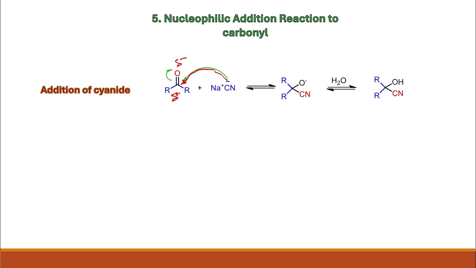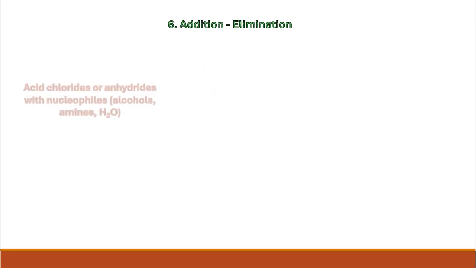cyanide, it will attack the carbon, and since it attacks the carbon, a new bond will be formed. So another one has to be broken, which is this double bond, and that will give you this intermediate. If you add an acid or water, then this is going to be added to the oxygen to give you the final product.